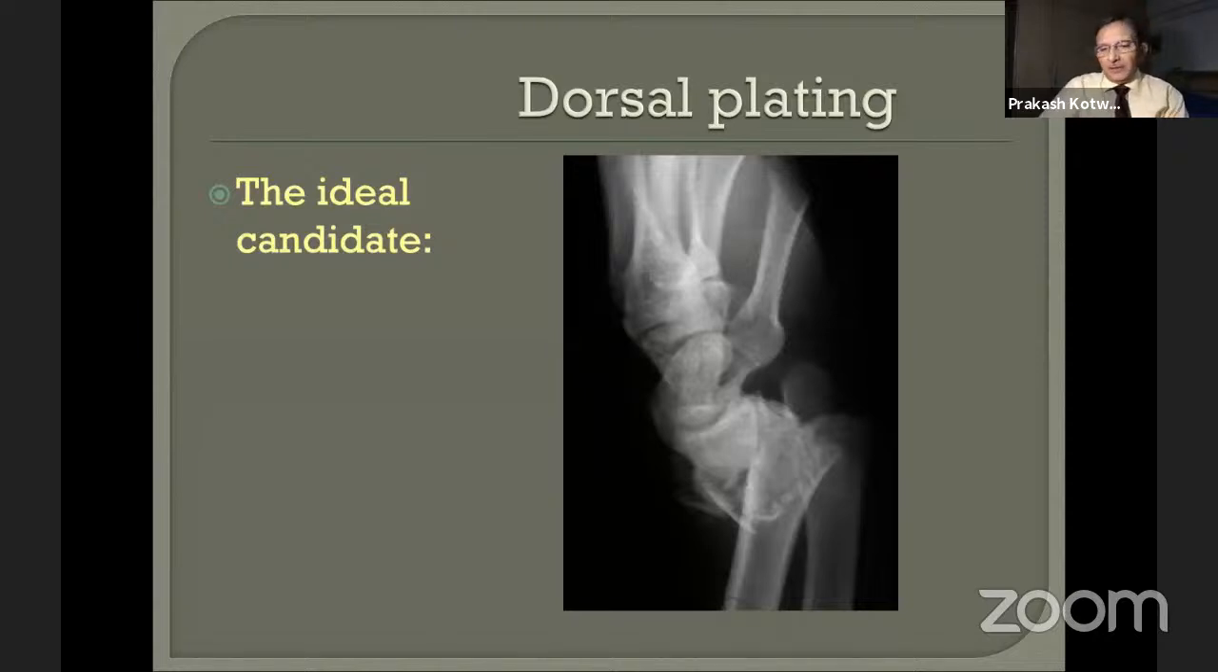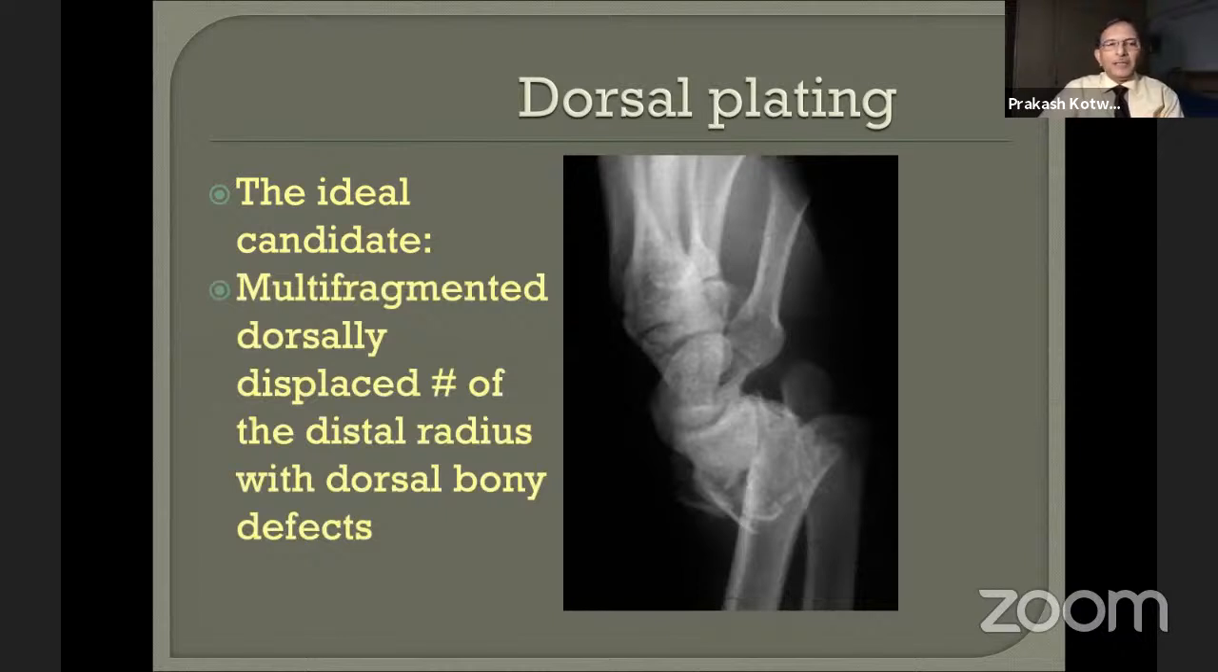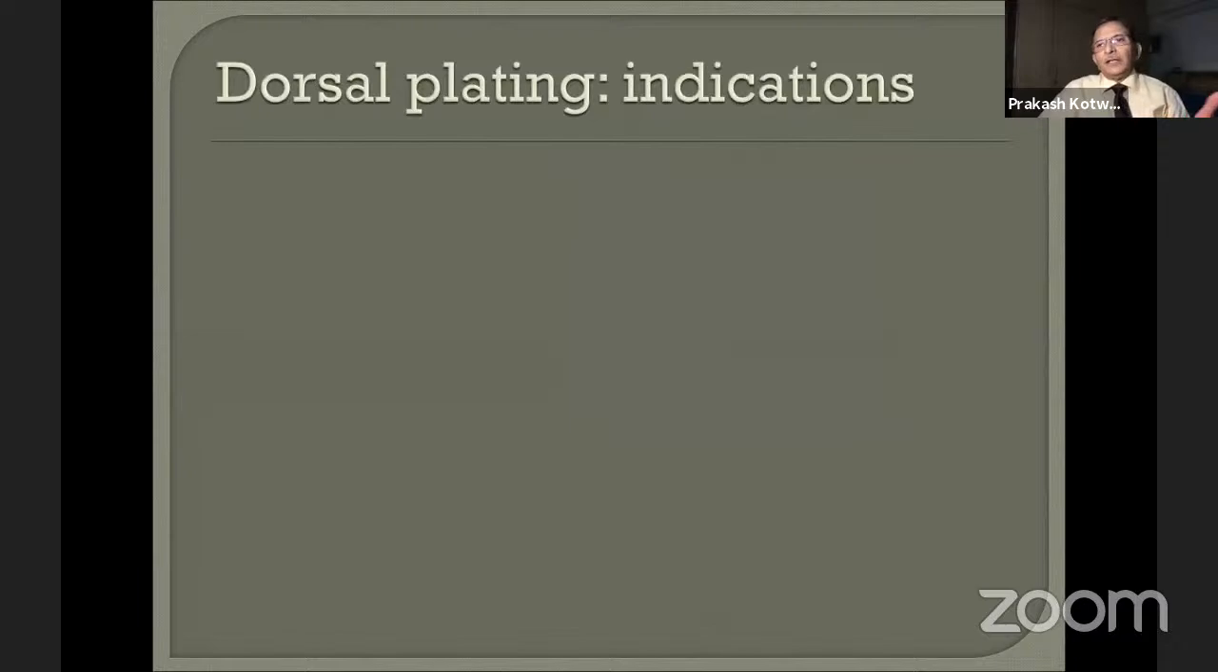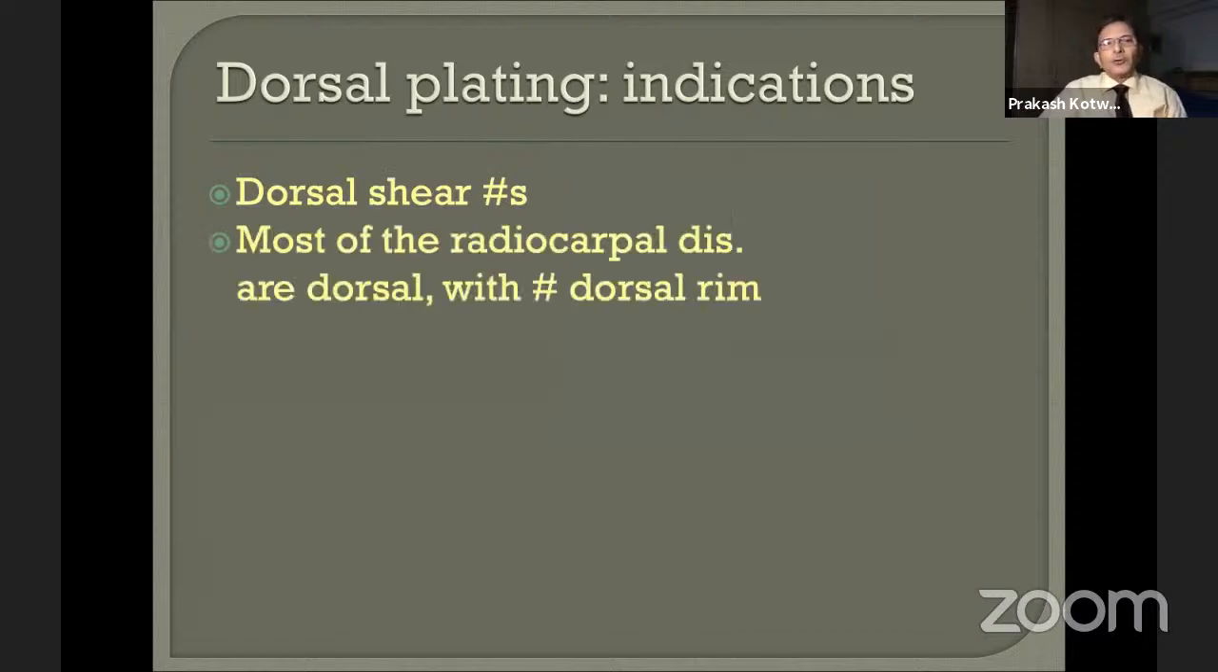Dorsal plating, the ideal candidate is this kind of multi-fragmented dorsally displaced fracture of the distal radius with dorsal bony defects. But this is not the only indication. Now the indications for dorsal plating have expanded, like dorsal shear fractures. Most of the radiocarpal dislocations are dorsal and they may be associated with fracture of the dorsal rim. And mind you, these are unstable injuries and therefore need to be stabilized.